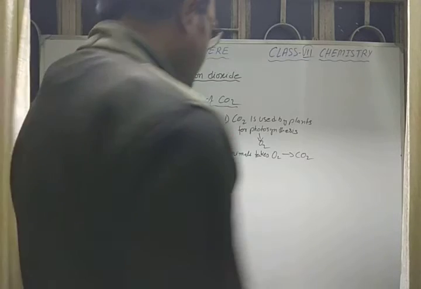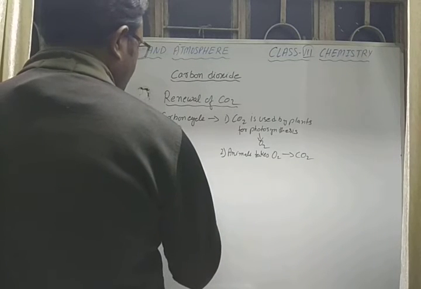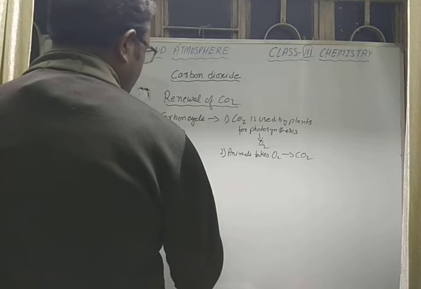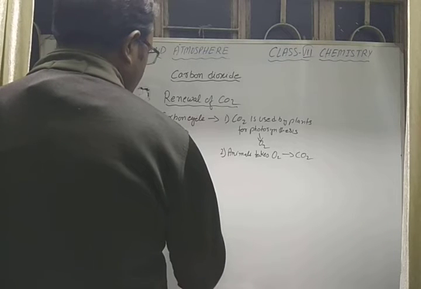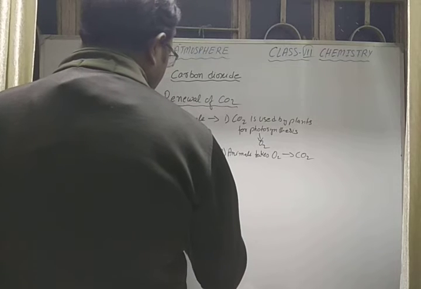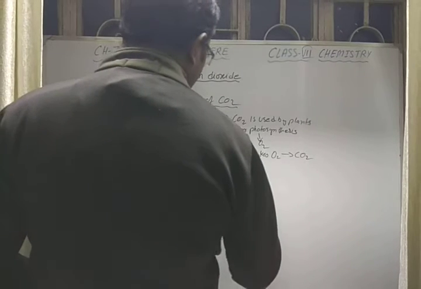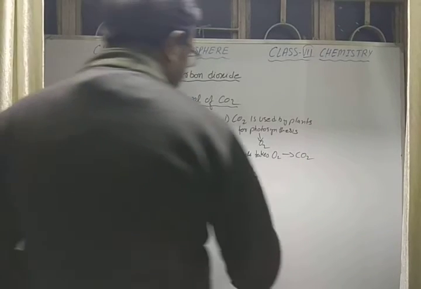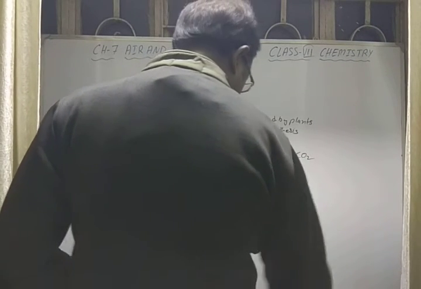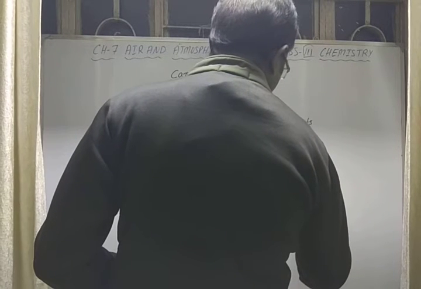So ultimately what we see here is C6H12O6, that is the formula of glucose, plus oxygen, O2, and what we get is CO2 plus water plus energy.